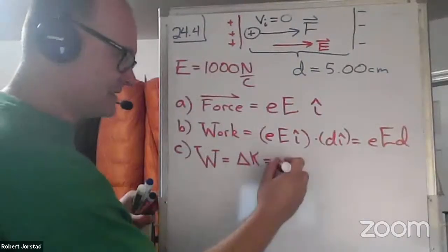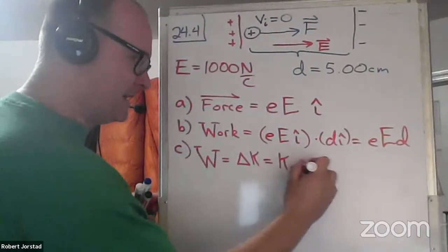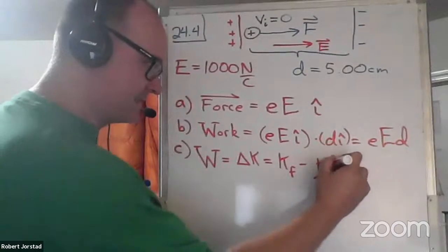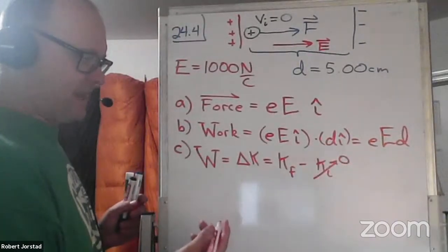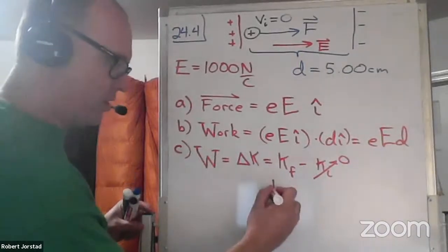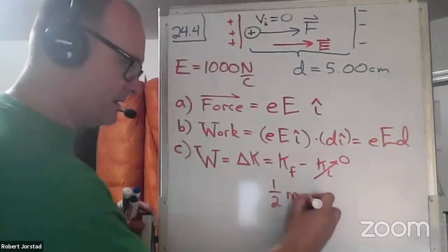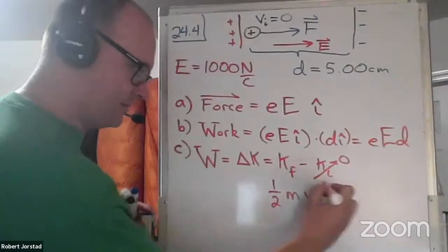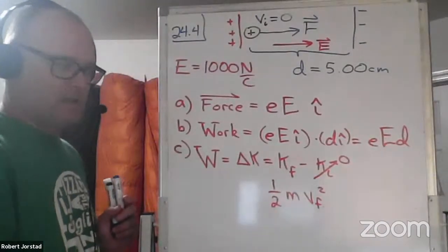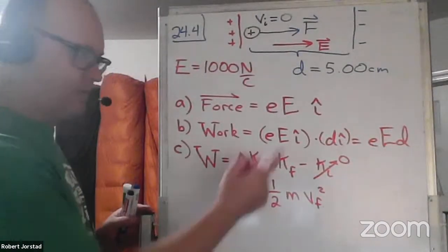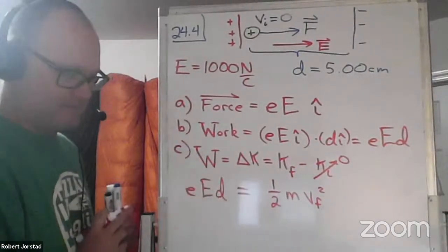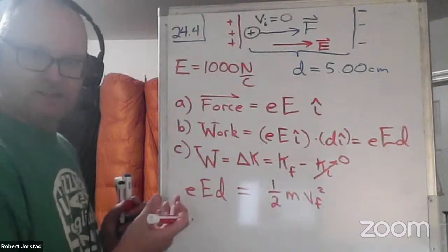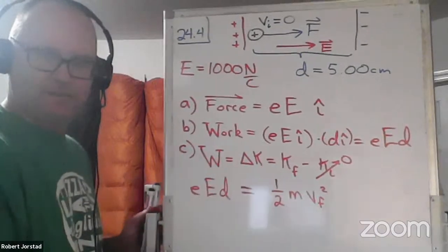Zero. So do you agree in this case, it's equal to K final minus K initial? That's 0, right? These are kind of like our chapter 7 problems. So in this case, that is 1/2 M V final squared, right? That's going to equal the work, which was E D. From there, I think you could solve for V final. Agreed?